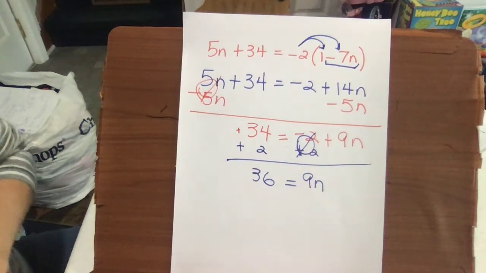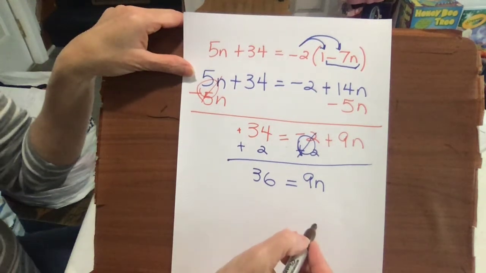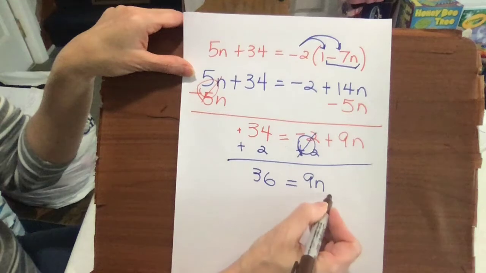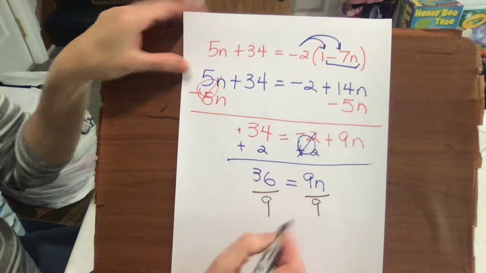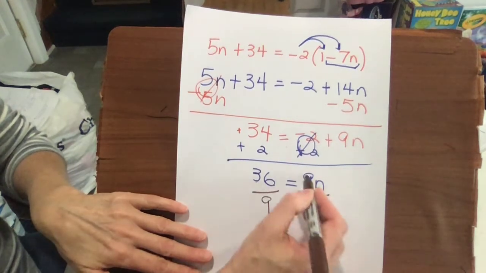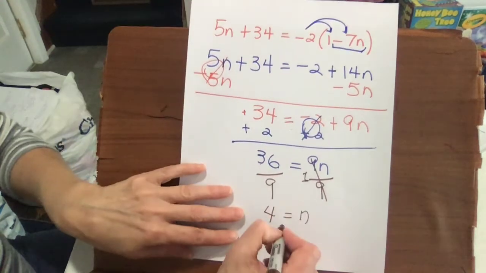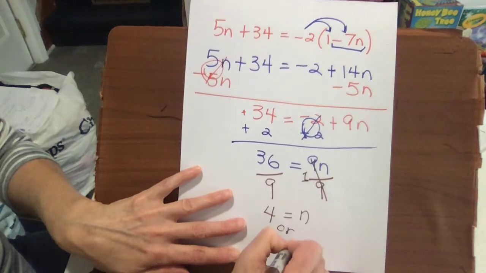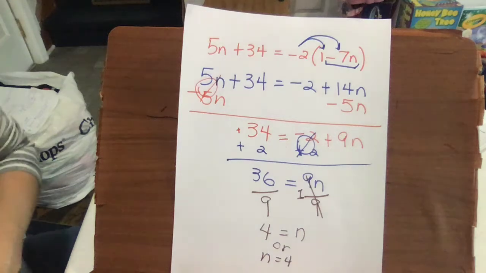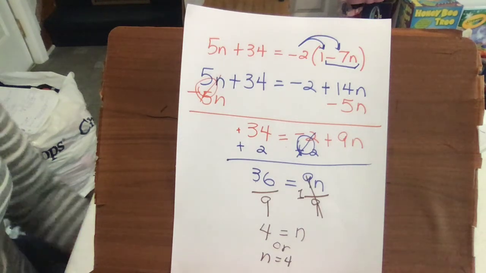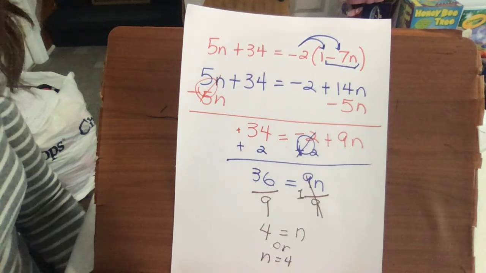All right, remember you are dividing by what is next to the variable to get the answer for the variable. So it's 9n, so we're going to divide out the 9 on both sides. 36 divided by 9 is 4. 9 divided by 9 is 1, and that gives me n. So 4 equals n, or you can say n equals 4 if you want to turn it around at that point. And this is how you work multi-step equations that have some combining like terms, have some distributing property, and where we have variables on both sides.